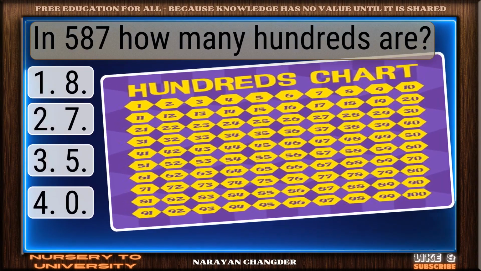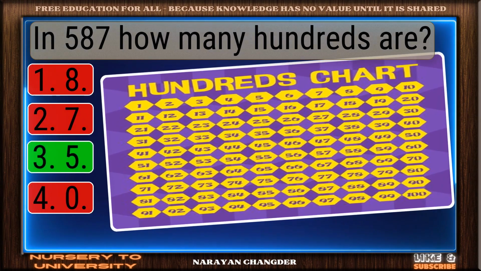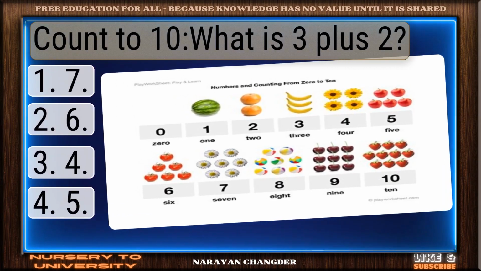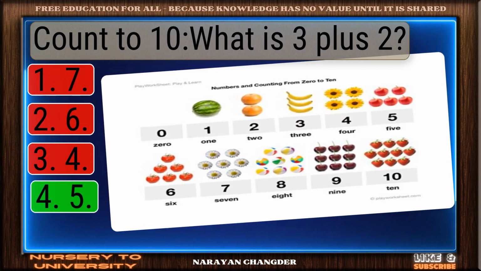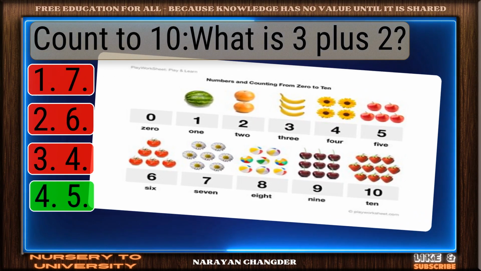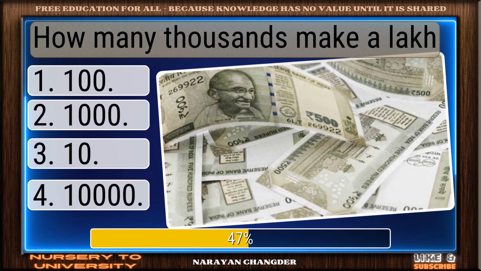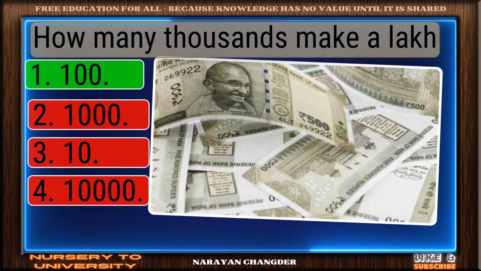In 587, how many hundreds are there? Good job. Your answer 5 works well here. Count to 10. What is 3 plus 2? You got it. Your choice 5 is right. How many thousands make a lakh? Perfect. 100 is the correct choice.